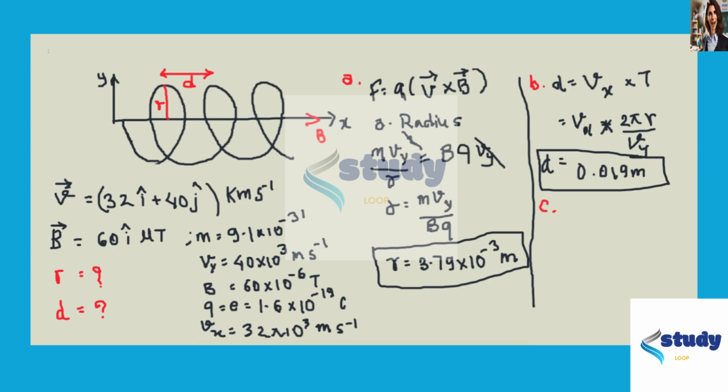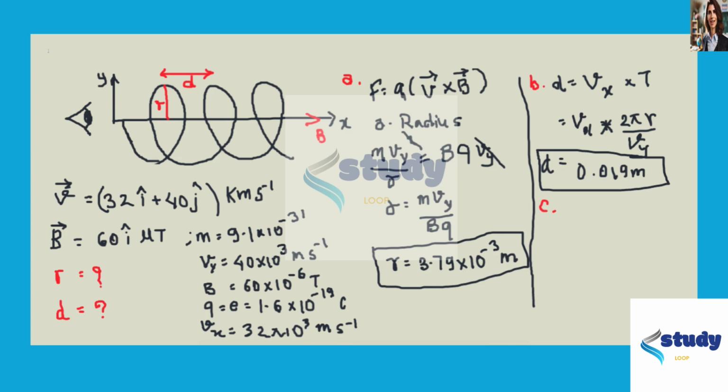Okay, what is in part C? To an observer looking into the magnetic field, an observer is looking from this point, from the entrance of the electron. So what will the observer see? Is the electron moving clockwise or anti-clockwise?